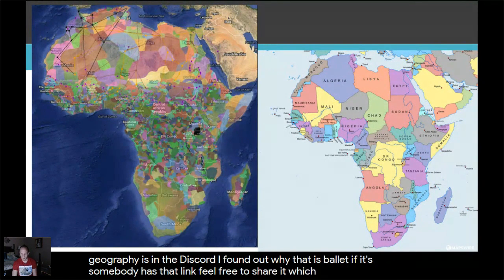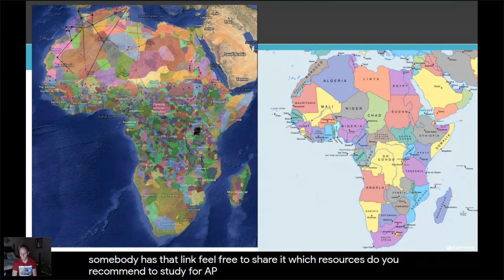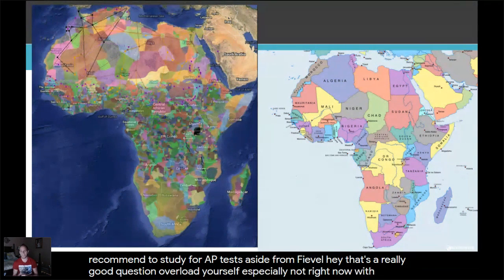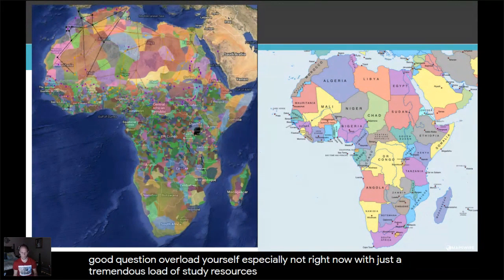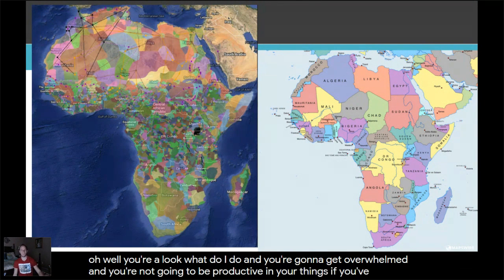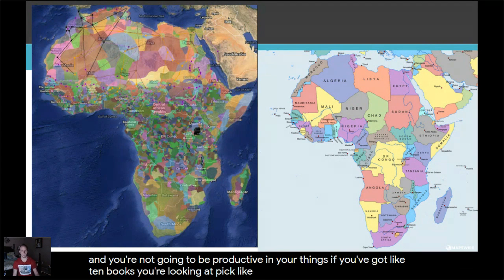Which resources do you recommend to study for the AP test aside from 500? Hey, that's a really good question. I think, one, you don't want to overload yourself, especially not right now, with a tremendous load of study resources, because then you're going to be like, oh, where do I look? What do I do? And you're going to get overwhelmed, and you're not going to be productive in your studying. So if you've got like 10 books you're looking at, pick your favorite 2 or 3 and go with that.